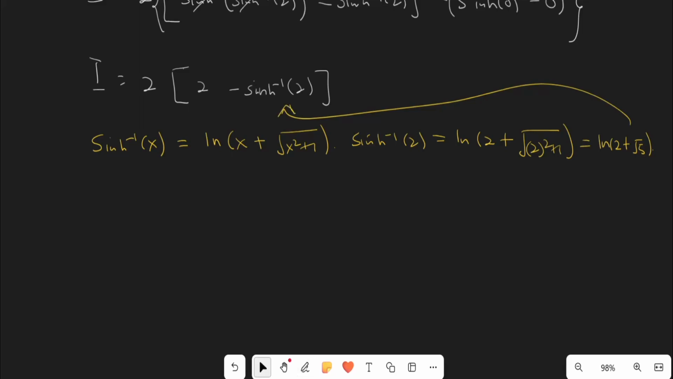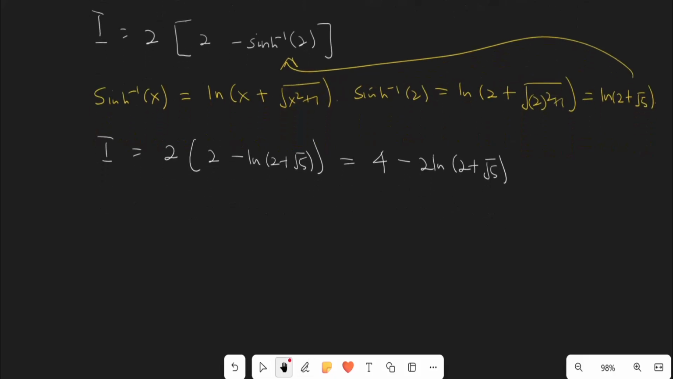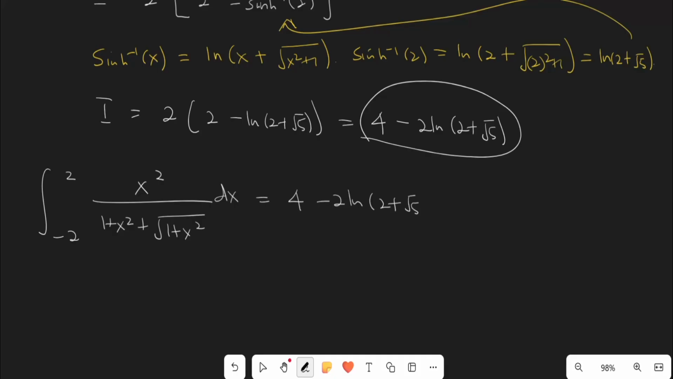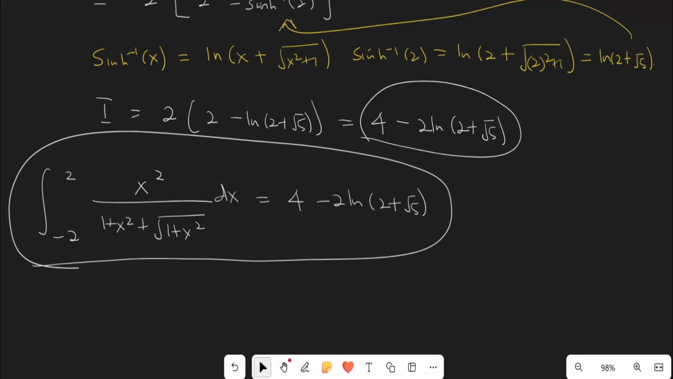We can stop here, but this is just a simplification. So I is going to be 2 times 2 minus the ln of 2 plus the square root of 5, which simplifies to 4 minus 2 ln of 2 plus the square root of 5. So, ladies and gentlemen, this is the answer to our integral. Therefore, if we integrate from negative 2 to 2 of x squared divided by 1 plus x squared plus the square root of 1 plus x squared dx, this evaluates nicely to 4 minus 2 ln of 2 plus the square root of 5. So this is the value of our integral.